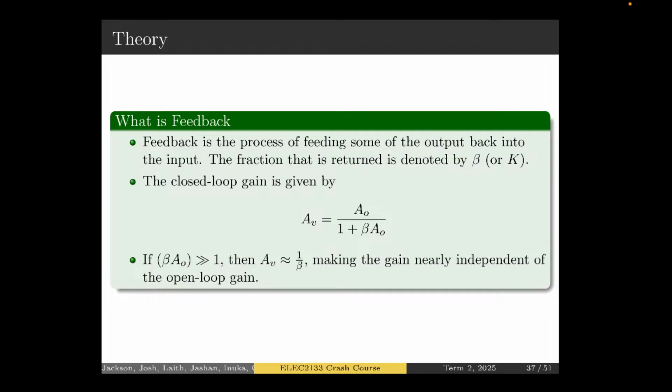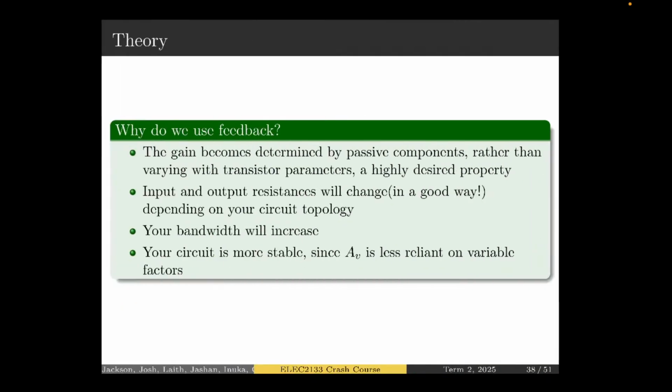Okay, the closed loop gain is given by this equation, and if we find that beta A0 is significantly greater than 1, we get the closed loop gain basically independent of the transistor parameters. And this is very useful. Okay. So why do we use feedback? Gain becomes determined by passive components rather than varying with transistor parameters.